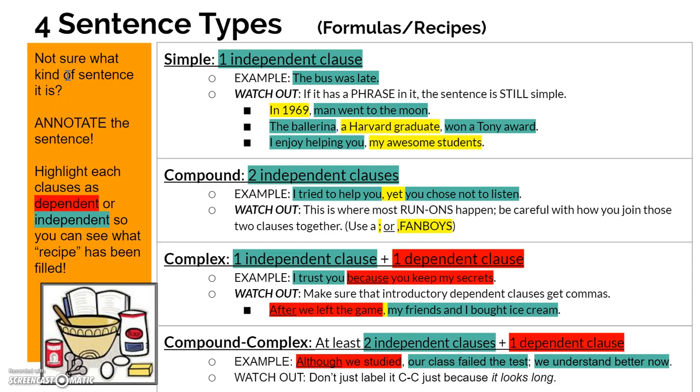Which, by the way, check out my tip over here. If you're ever not sure what kind of sentence is going on, annotate it. Highlight each clause as dependent or independent. If you do that, you can easily see what recipe has been filled. Is it simple, compound, complex, compound complex? Notice how I set the example for you, and I did all this highlighting, not to be random, but to actually show you that the highlighting helps.